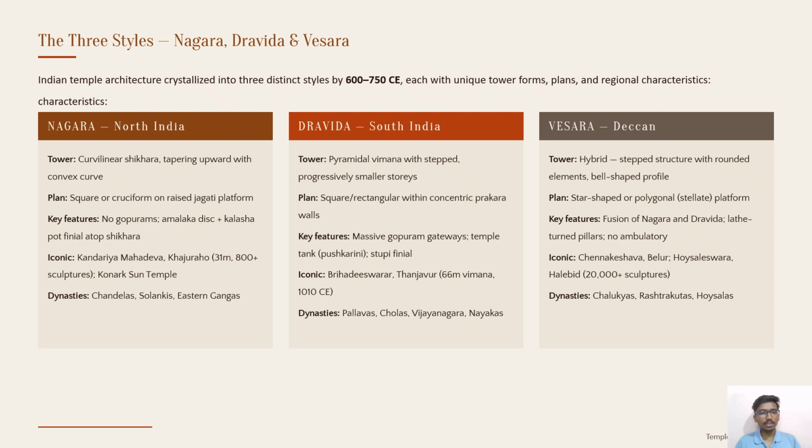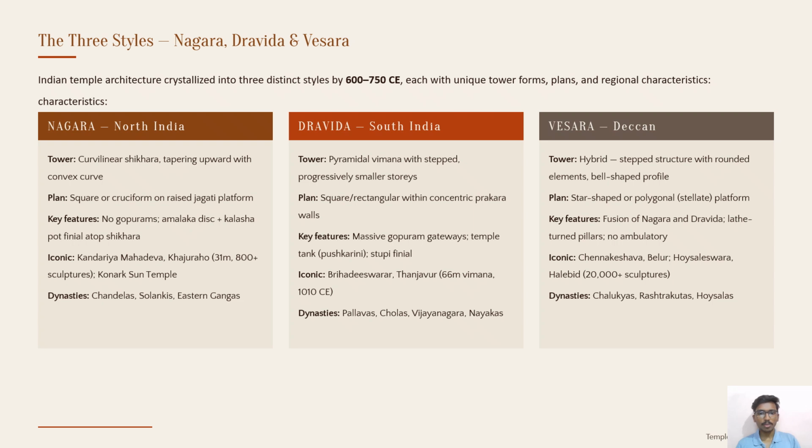Tower: curvilinear Shikhara tapering upward with a convex curve. Plan: square or cruciform on a raised Jagati platform. Key feature: no gopurams, Amalaka disc and Kalasha finial atop the Shikhara. Iconic examples: Kandariya Mahadeva at Khajuraho, 31 meters, 800 plus sculptures, and the Konark Sun Temple. Dynasties: Chandelas, Solankis, Eastern Gangas.